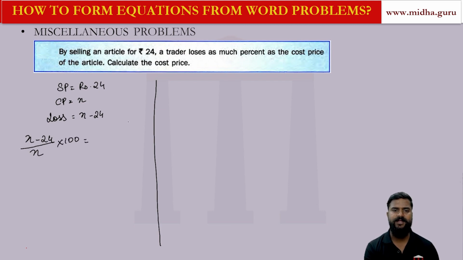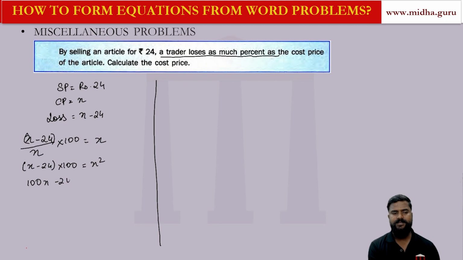This will give us the loss percentage, and the question says a trader loses as much percent as the cost price, which is equal to x. Now if we bring this x to the other side, the equation becomes (x minus 24) into 100 equal to x squared. So 100x minus 2400 is equal to x squared. Bringing all to the other side, we get x squared minus 100x plus 2400 is equal to 0.